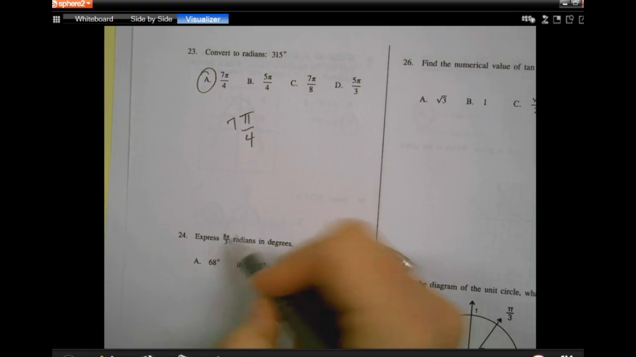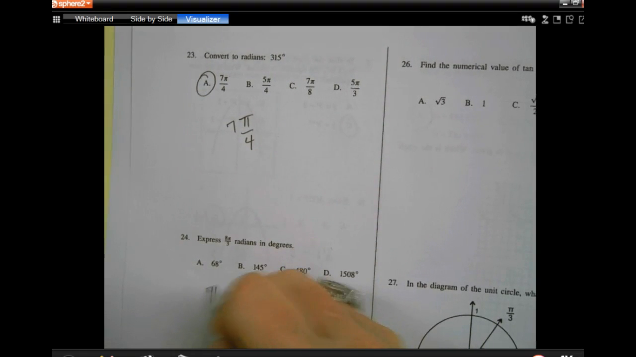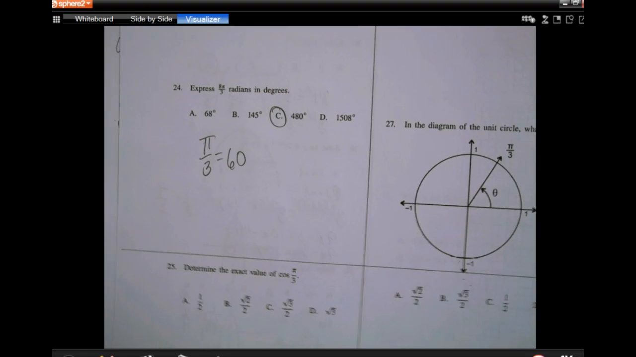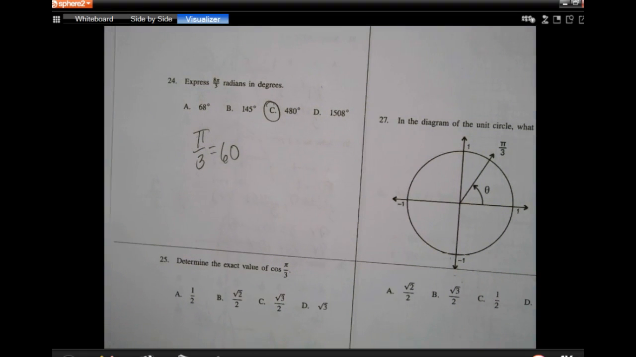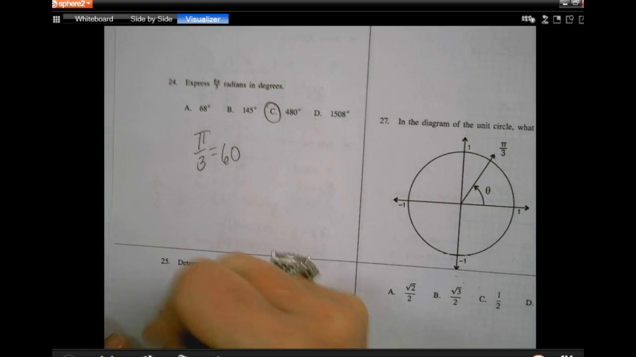Okay, again, pi over 3 is how many degrees? 60 times 8? 480. Okay, the cosine of pi over 3. So pi over 3 is 60. Is the cosine the top or the bottom? It's the top. So it's a half.